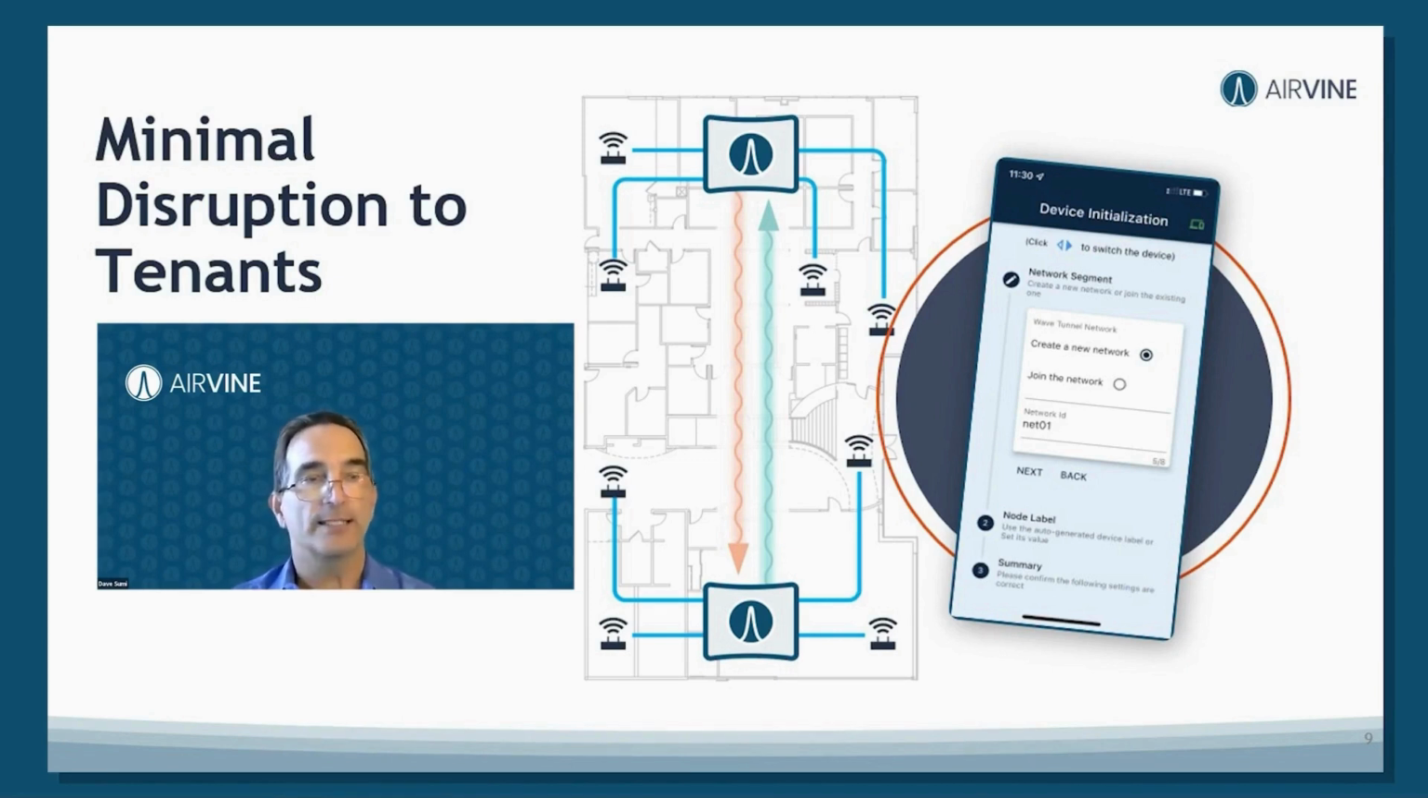The bracket screws into the ceiling. You snap the WaveTunnel onto that bracket, plug it in, configure it using the smartphone app that we provide, and you connect your device and you're done. That's how fast it is. We've had unskilled people, and I'll talk about this a little bit later, who are able to put out entire networks within a few hours.